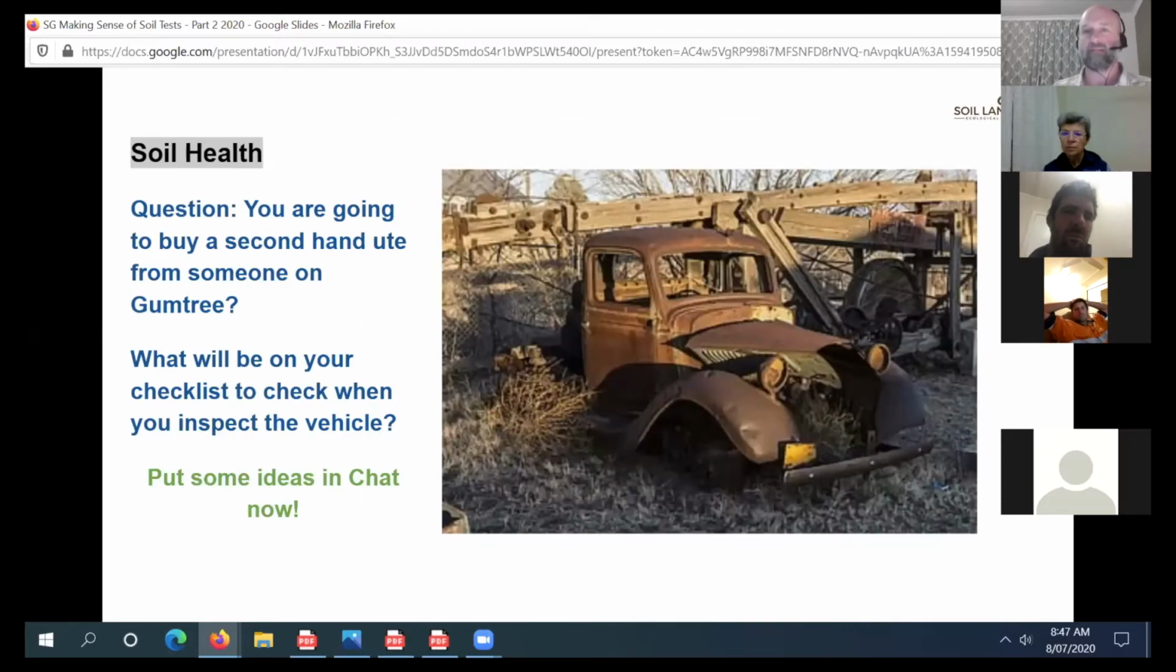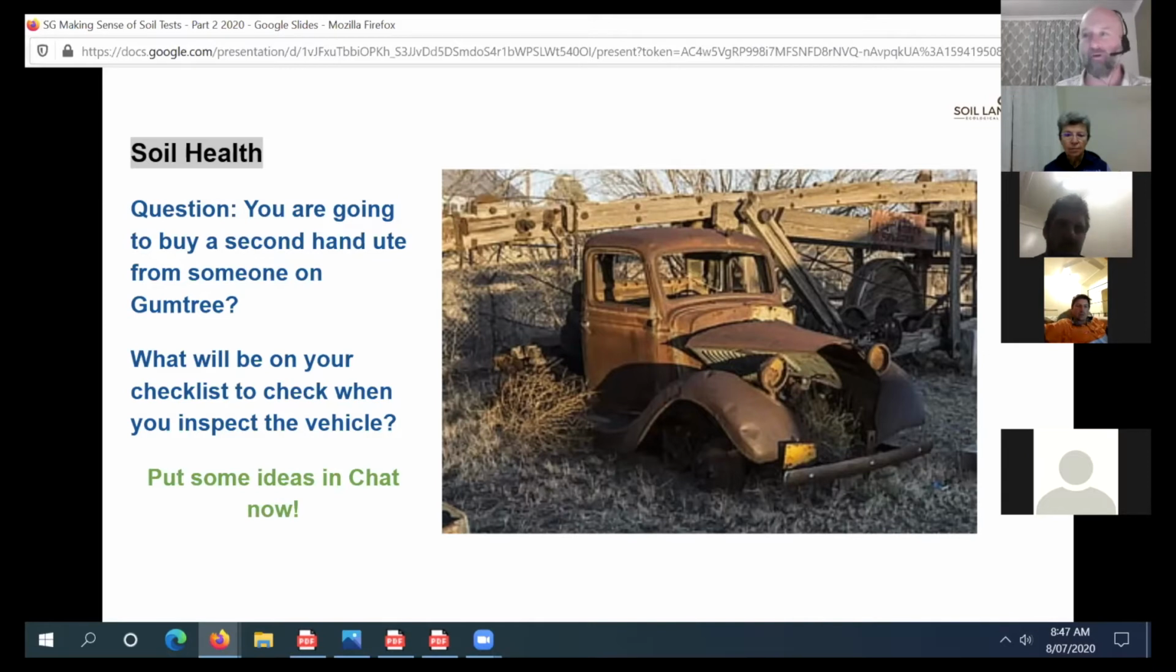And I'll start by asking this question here. If you're going to buy a second-hand ute from someone on Gumtree, not me, of course, because I'm Dodgy Dave, what will be on your checklist to check when you inspect the vehicle? So you're going to buy this vehicle, you've rung me up, you're looking for a vehicle, and you've said, I want to buy a ute, and I've said I've got one in good nick, and then you've come to have a look at it, and this is what you've rocked up to. But what are some of the things that are going to be in your mental checklist when you're coming to inspect the vehicle? So anyone have a go?